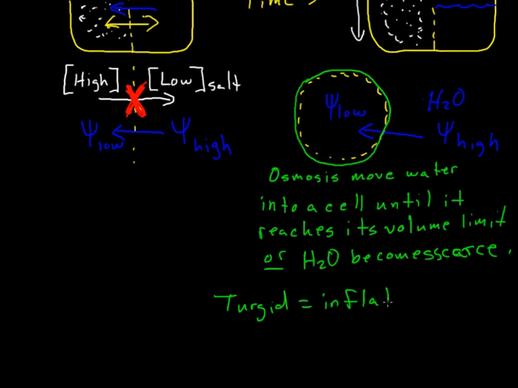Turgid means inflated with water. Maintaining good turgidity or maintaining turgid cells is extremely important to plants in that it helps them prop their leaves up so they can be more efficient at capturing sunlight. And in the case of non-woody type plants, the cell turgidity is largely responsible for the plant remaining upright.